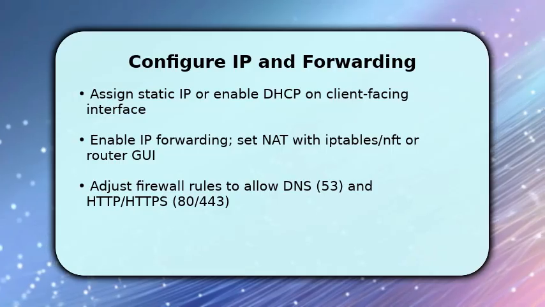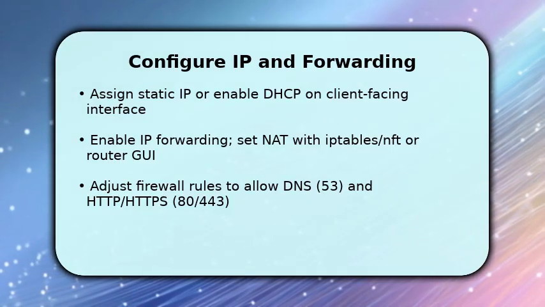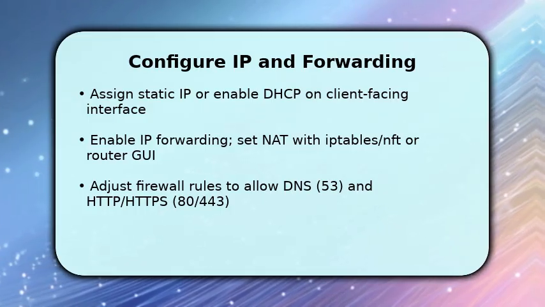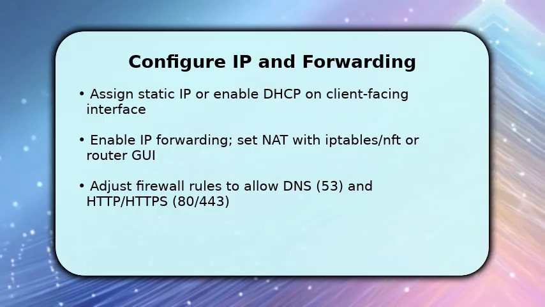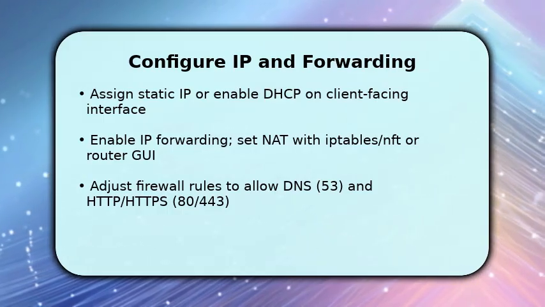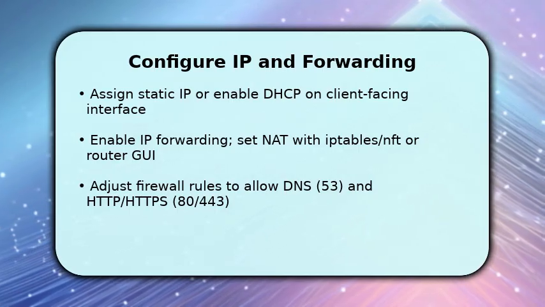Once the physical link is ready, assign a static IP to the client-facing interface or enable built-in DHCP so downstream devices receive addresses. Then enable IP forwarding on the host: set net.ipv4.ip_forward to 1 on Linux, or turn on routing in system settings for other OSes.